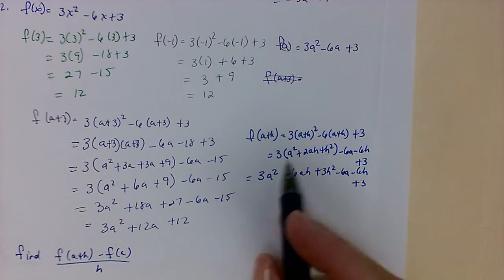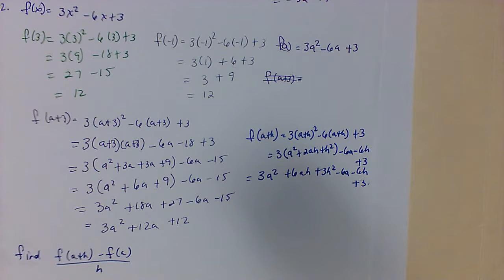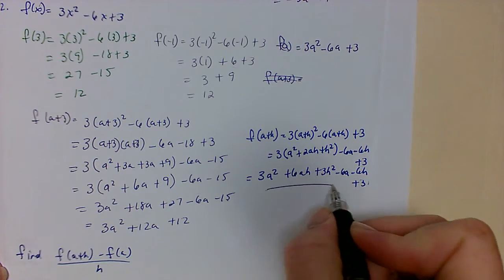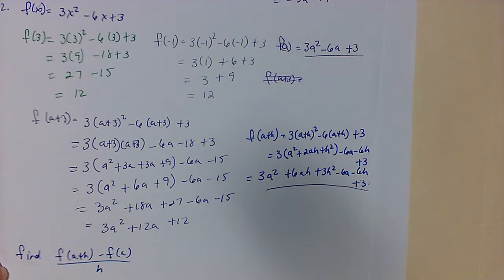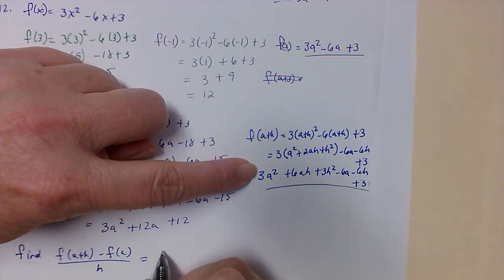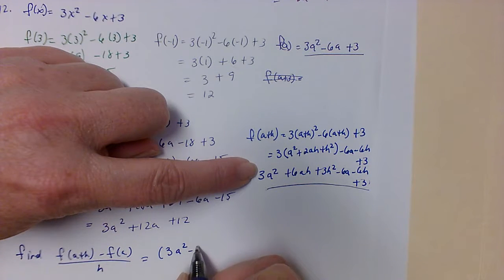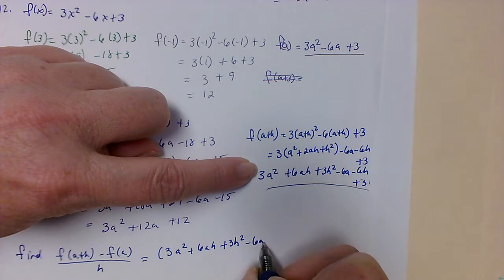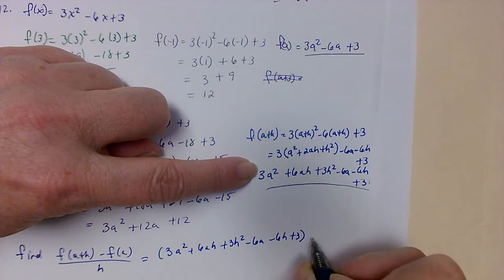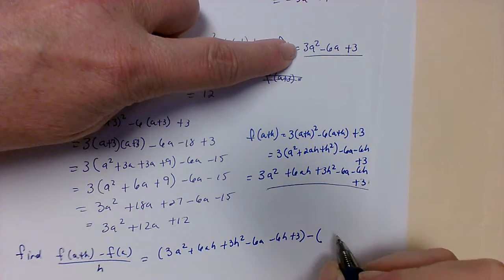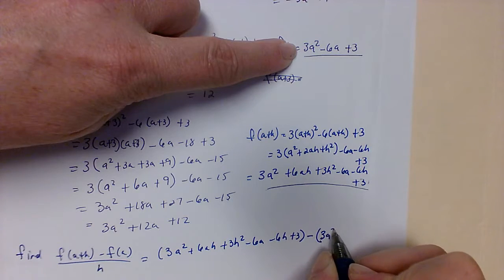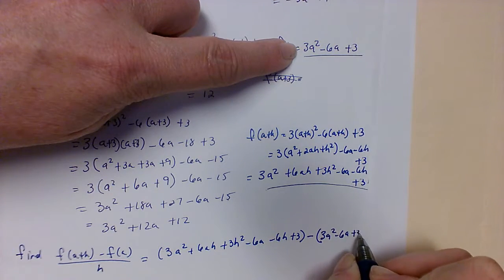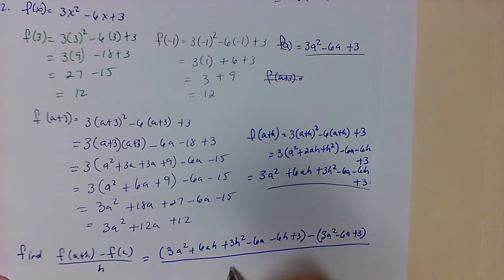We're going to take each of those parts and we're going to plug them in. So we're going to take this part right here and this part right here, and we're going to plug it into our function. So this will be the f of a plus h, so 3a squared plus 6ah plus 3h squared minus 6a minus 6h plus 3, and then we'll subtract what we have up here for our f of a. So 3a squared minus 6a plus 3. All of this is over h.